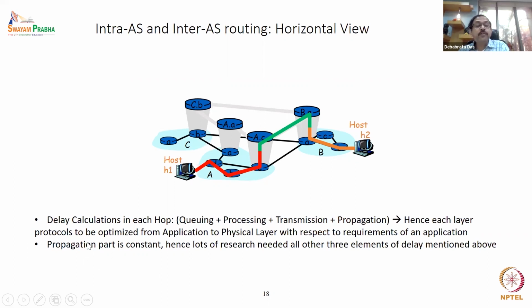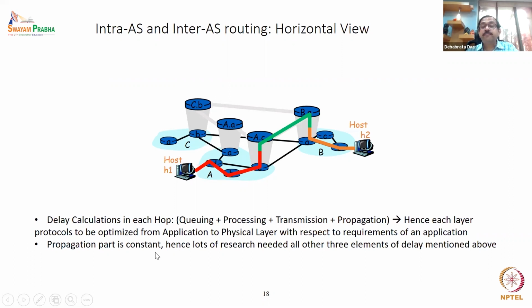Hence, each layer's protocols have to be optimized from application to physical layer with respect to the requirements of an application. So please try to understand the delay I mentioned, 1 millisecond or 1000 milliseconds. But if you deep dive into the delay, each hop, like the base station or your laptop, will have these four elements. Everywhere these 4 elements. These are very fundamental, and all these add to your delay. And when you reach the destination, with a target given to you of 330 milliseconds, you have to see that my queuing, processing, transmission, propagation, everything has to finish within 330 milliseconds between the hops.